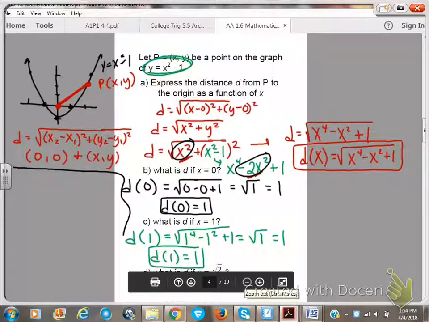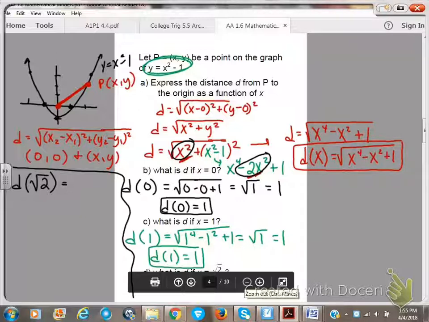And now on the last part, I believe it is asking for when x is the square root of 2. We don't have it on ours. We have x equals, like, x. Let's just make it the square root of 2. So we want to find d of the square root of 2.